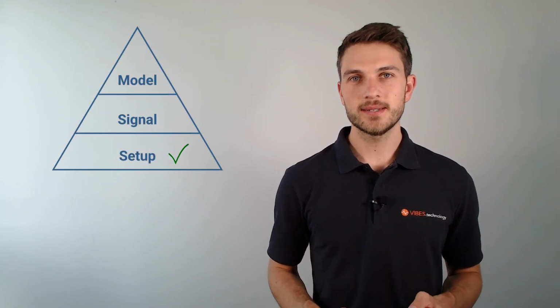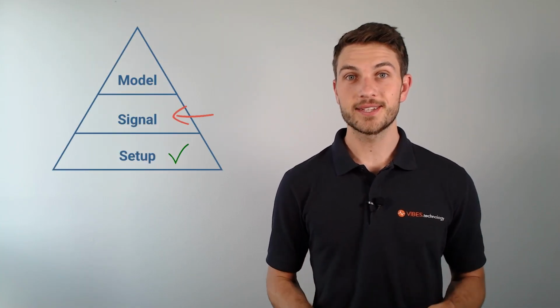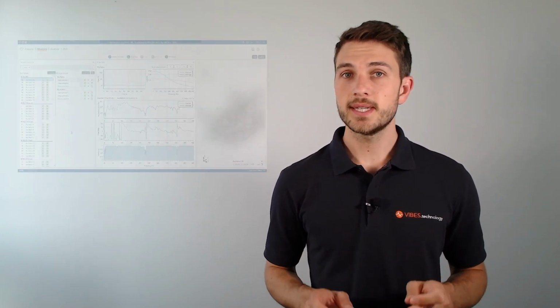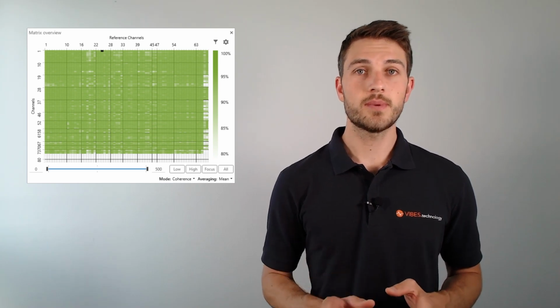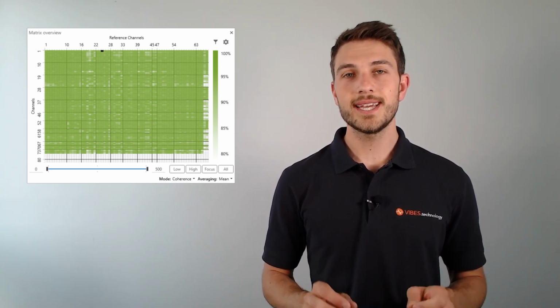In this video, I'll show you how to quickly spot signal problems with the coherence matrix in DIRAC. After checking the setup, it's time to measure and then check the signal quality. It can be difficult, though, to spot all signal problems in test-based models, as there can easily be more than 10,000 different FRFs. But with the coherence matrix, you will spot them all and optimize the signal quality in any size dataset. Here's how.